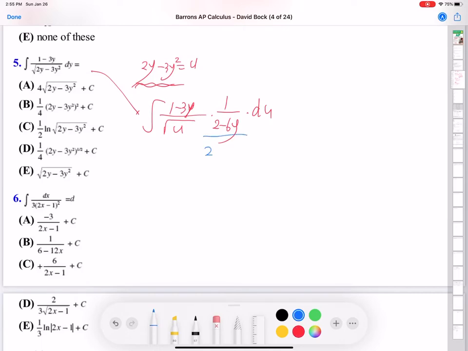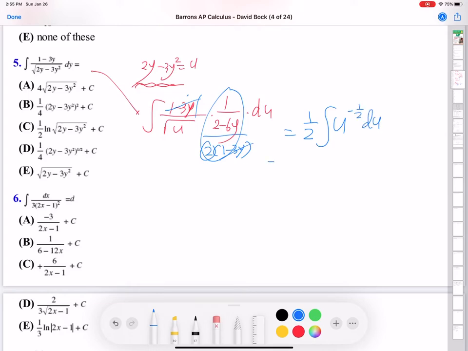It is take 2 outside. It's 1 minus 3y, right? Why? Because this 1 minus 3y should be crossed out, so only 2 is left, right? So 1 over 2 is the coefficient. 1 over 2 integral 1 over square root of u. That means u to the negative 1/2 power du, right?